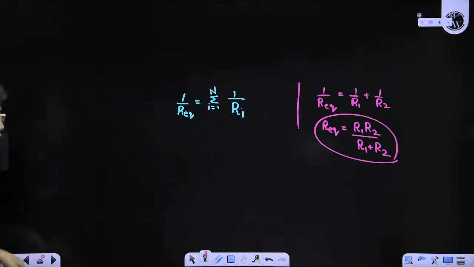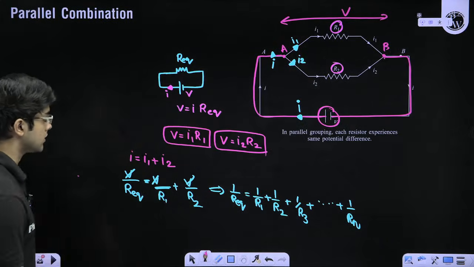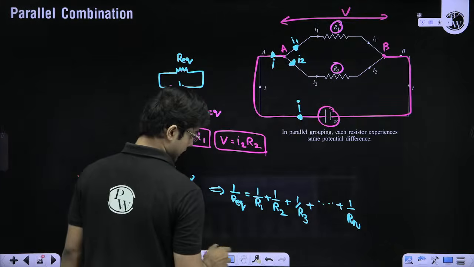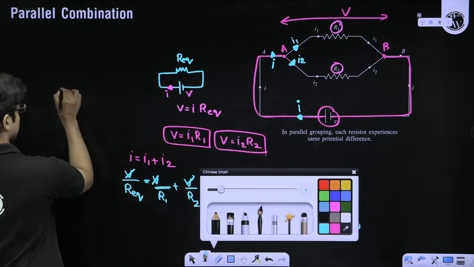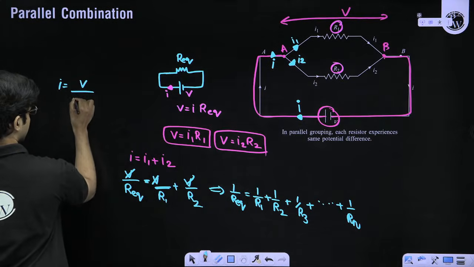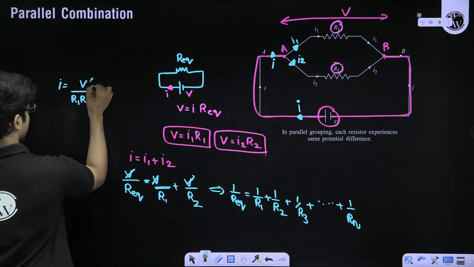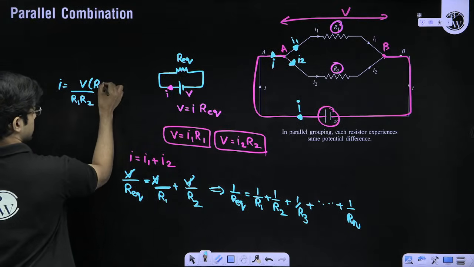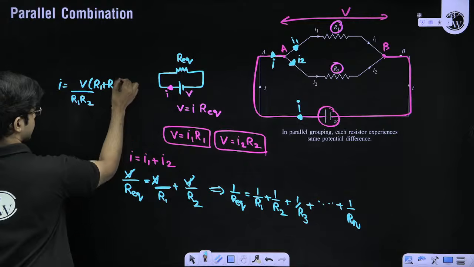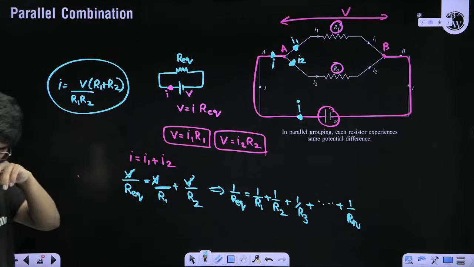And once again, if you have R equivalent, you can directly get the current leaving the battery. The current leaving the battery will be V divided by R1 R2 divided by R1 plus R2, that is, V divided by R equivalent.